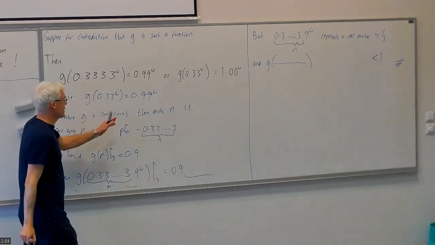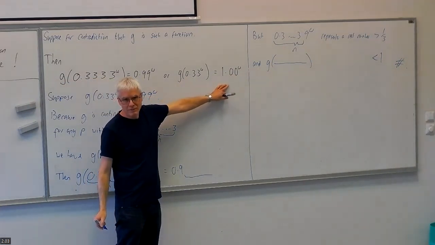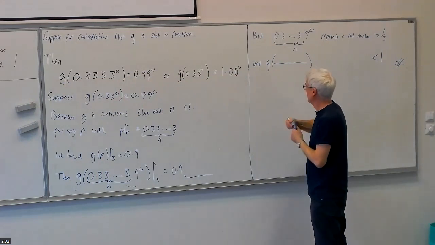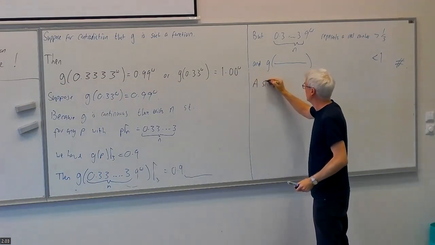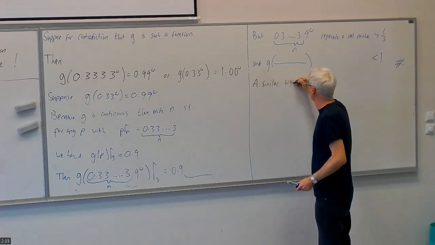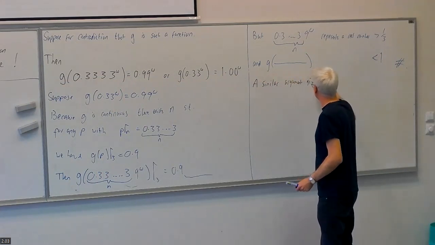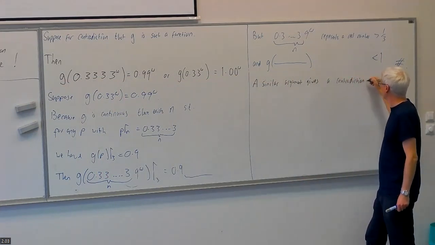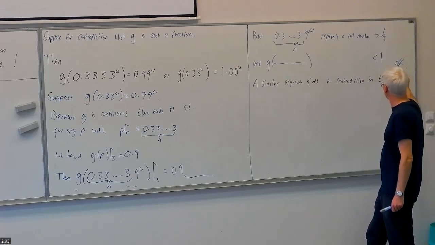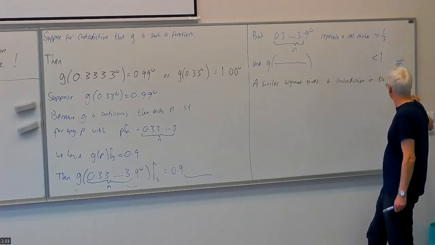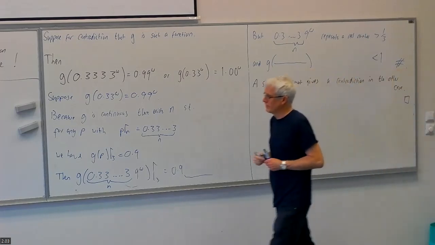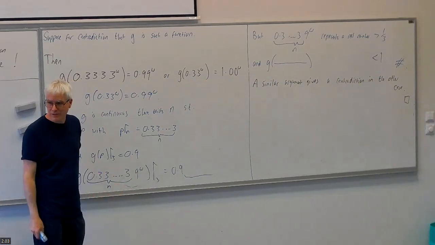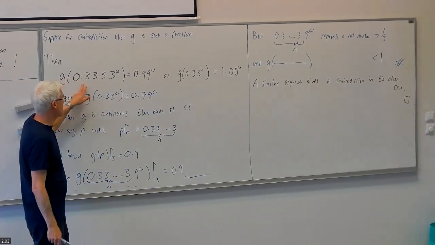But one can find a very similar argument for the other case, which is the one done in the later notes. A similar argument gives a contradiction in the other case. Okay. So the multiplication by 3 function, a very, very simple function, is not computable with this representation.